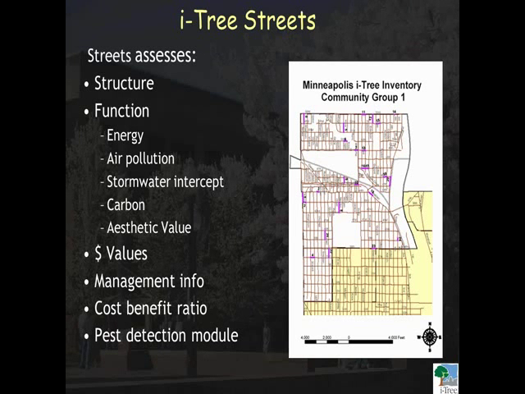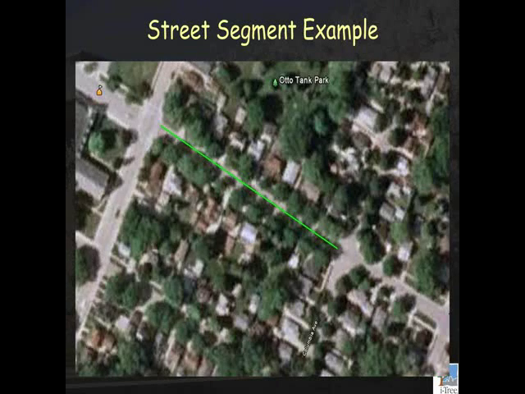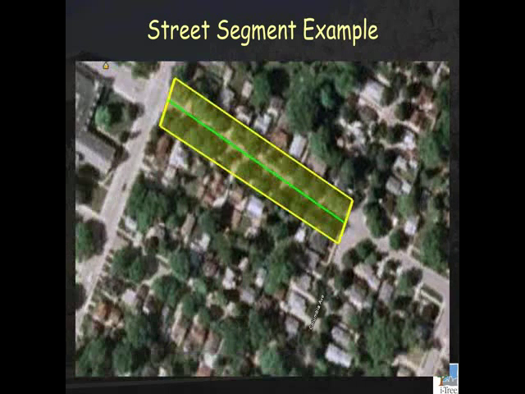There are a number of different ways of using iTree Streets. You can do a complete assessment, which would be taking information on all street trees. But if you don't have enough time, there's also a protocol that allows you to do a sample assessment, based on random street segments. You would go to those street segments, collect information on the trees within the right-of-way, put that into the tool, and it would extrapolate up an estimate.